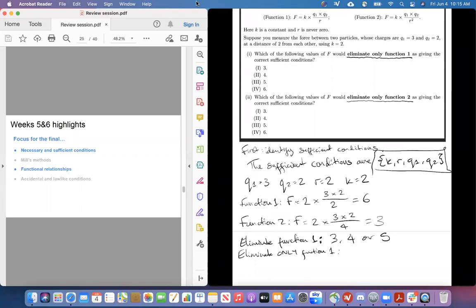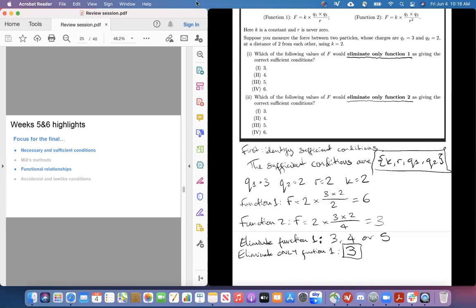That means I want to leave function 2. So function 2 has to be left. Which of those numbers, 3, 4, and 5, leaves function 2 as possibly correct? Only one of them, 3, because that's what function 2 gives me according to these numbers. So the answer to this one should be 3. So it is not 3 numbers like some people put. It's not 6 because that would make function 1 correct. It wouldn't eliminate it. It's the one that makes function 2 correct.